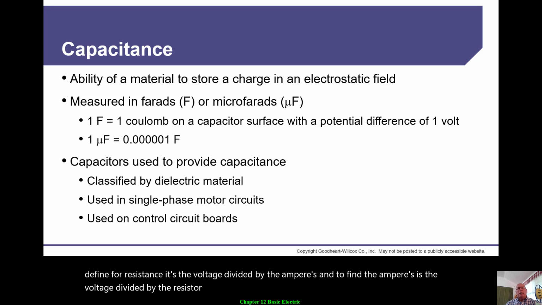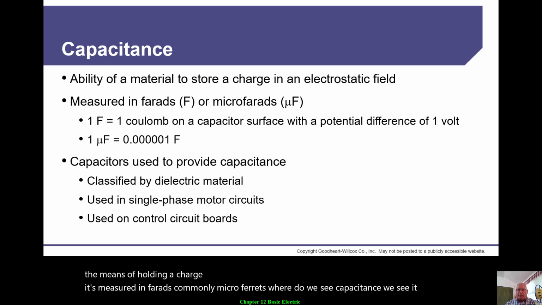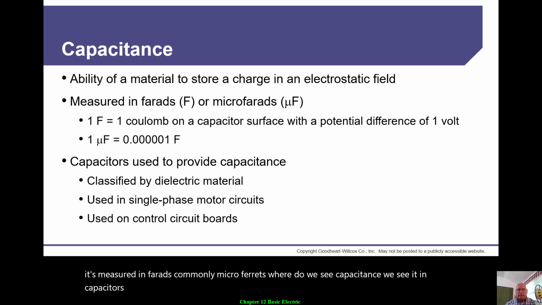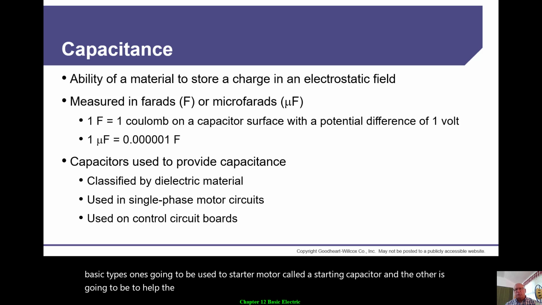Capacitance is the means of holding a charge. It's measured in farads, commonly microfarads. Where do we see capacitance? We see it in capacitors. A capacitor is almost just like a battery. However, the capacitors we use are going to be 2 basic types. One's going to be used to start a motor, called a starting capacitor, and the other's going to help the motor improve its turning and its power usage, and those are called running capacitors.